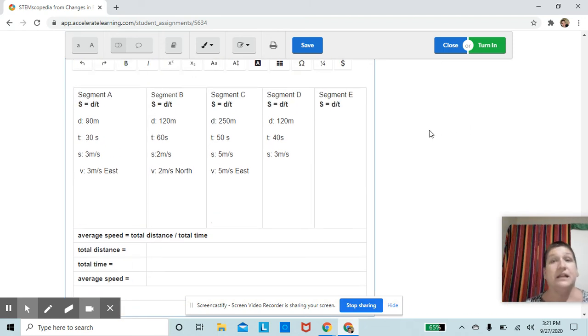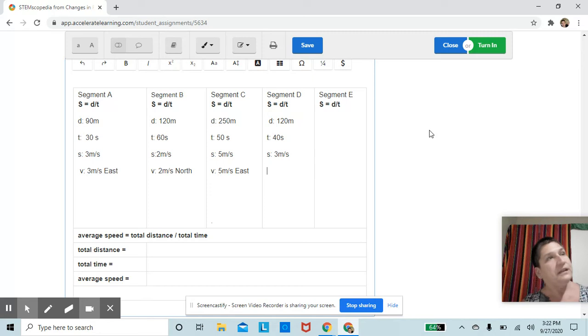My average speed, I'm going to take my total distance, and I'm going to divide it by my total time. Because if I just simply added my speeds and divided by how many speeds I took, it's not necessarily going to give me my average speed.